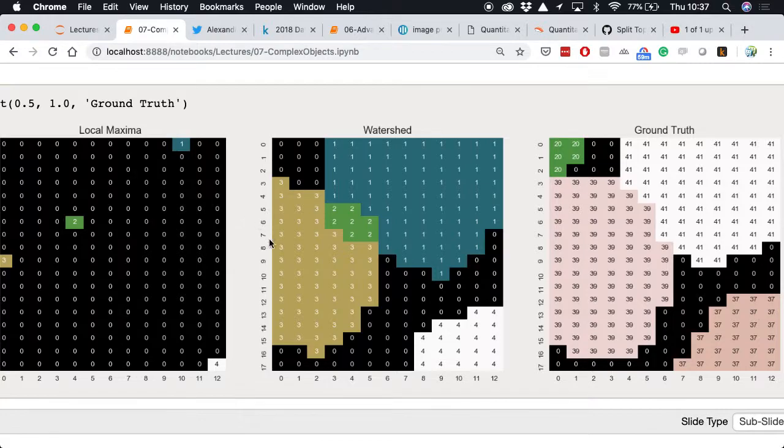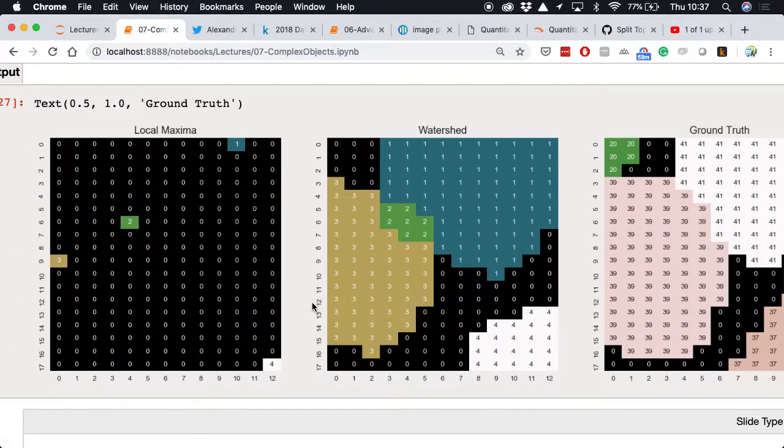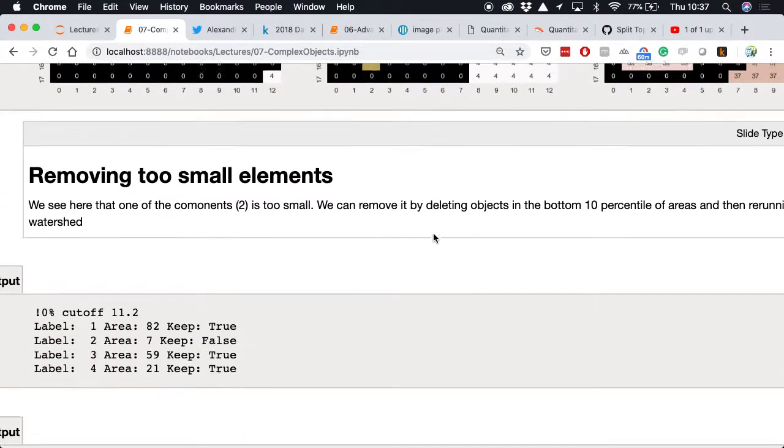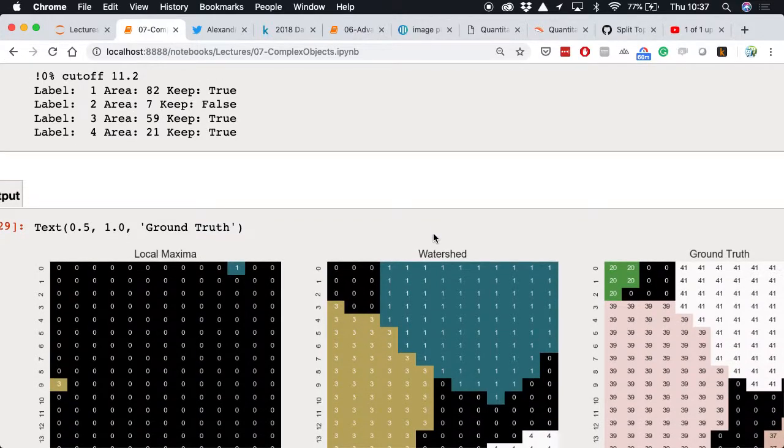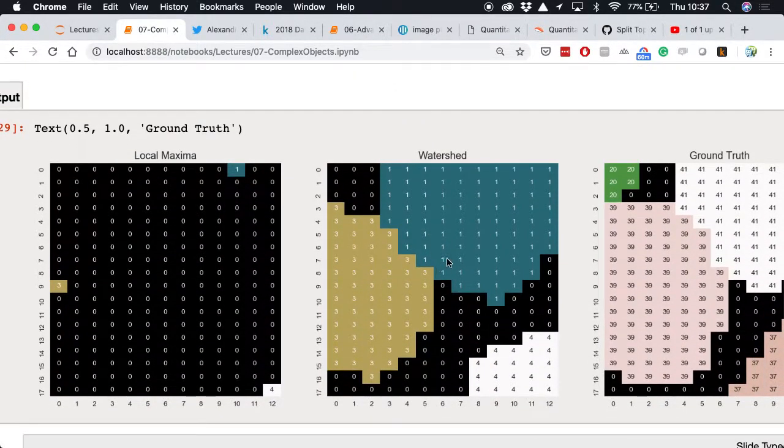And now we have a segmentation from it. When we take the seeds that we found and grow them, we get this map here. And what we're trying to get is this. And so we're much closer. We've now separated these two objects, but we still have this little tiny object in the middle. We can now remove elements that are too small and then regrow them again. And now we have the breakdown that we wanted.